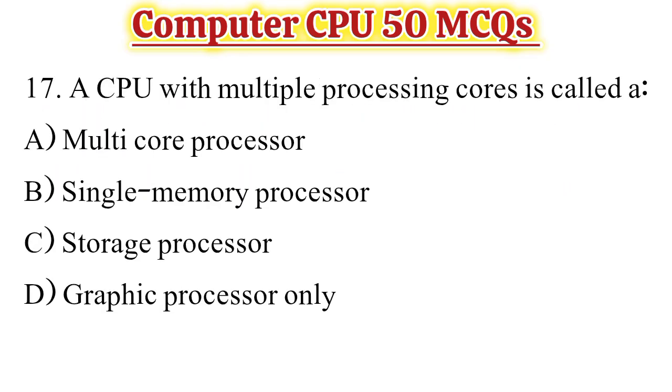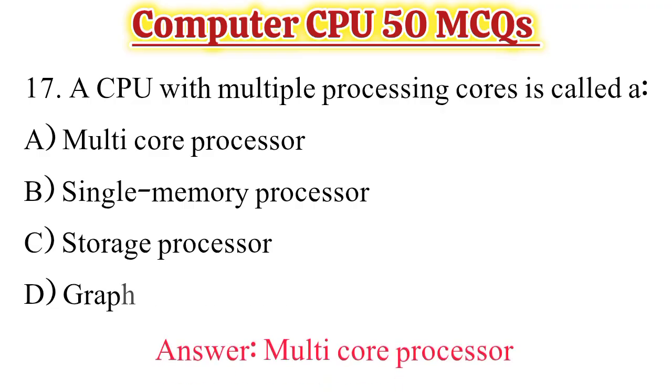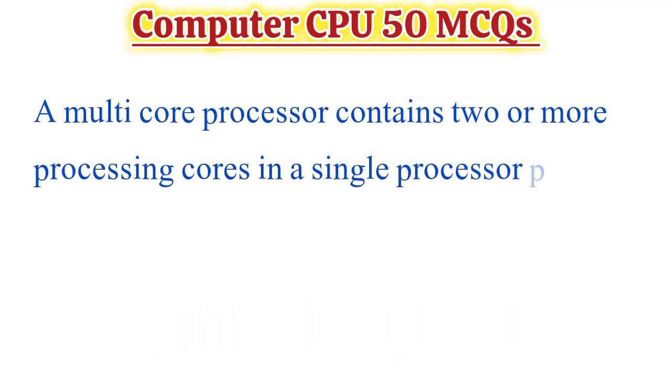17. A CPU with multiple processing cores is called: A. Multi-core processor. B. Single memory processor. C. Storage processor. D. Graphic processor only. Answer: Multi-core processor. A multi-core processor contains 2 or more processing cores in a single processor package.